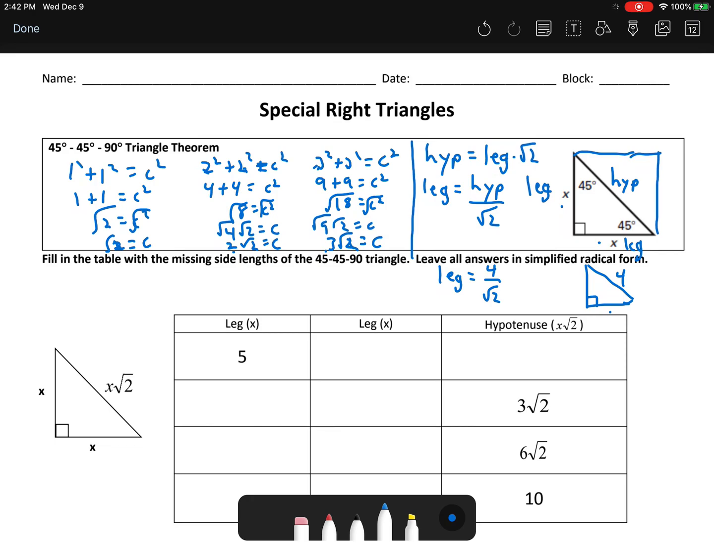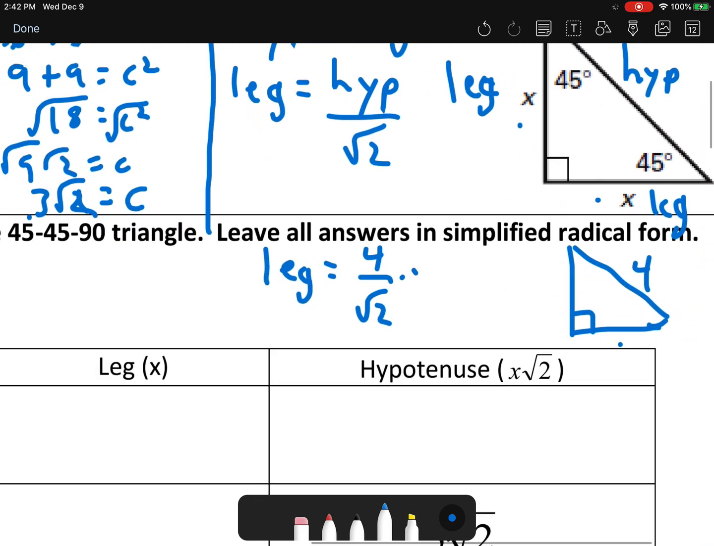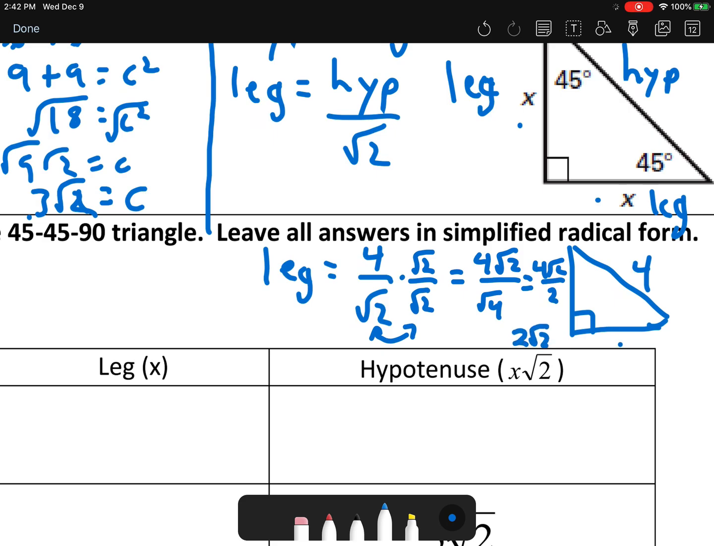I'm not sure that you rationalized denominators last year. If you did not, no worries. This is how you do it. You multiply by 1. In this case, 1 is radical 2 over radical 2, which gives you 4 radical 2, because you're going to multiply straight across. Radical 2 times radical 2 is radical 4. But what's the square root of 4? 2. 4 divided by 2 is 2 radical 2. So those would be the legs.